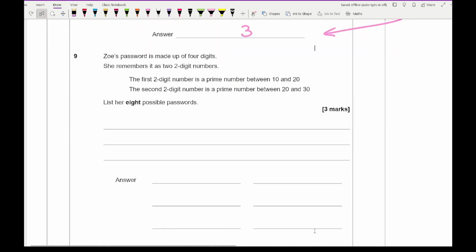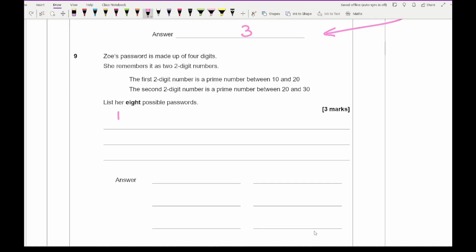For question 9, it says Zoe's password is made up from 4 digits. She remembers it as 2 two-digit numbers. The first 2 digits is a prime number between 10 and 20, and the second number is a prime number between 20 and 30. List her possible passwords.